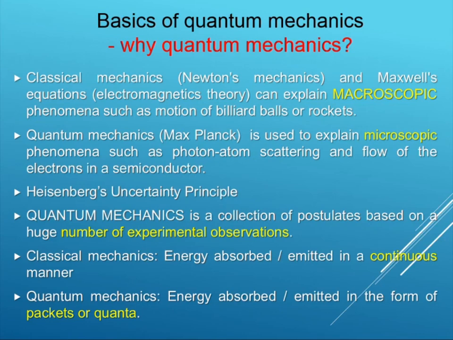Now this classical mechanics explains the phenomena of macroscopic particles. So what are macroscopic particles? The particles which can be easily seen by our naked eyes are known as macroscopic particles. For example, you can take a cricket ball, a football, or any stone, a pencil, your pen. These are particles which can be easily seen by our naked eye. Such particles are called macroscopic particles.